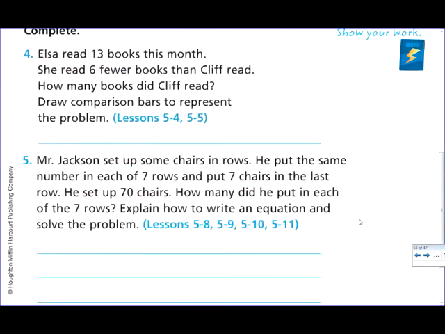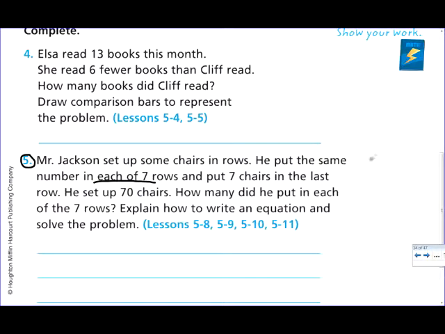Let's look at one of these problems. Mr. Jackson set up some chairs in rows. He put the same number in each of 7 rows, and put 7 chairs in the last row. He set up 70 chairs. How many did he put in each of the 7 rows? First of all, we need to figure out he put the same number in each of the 7 rows plus 7 in the last row. So we need to find out how many that is.